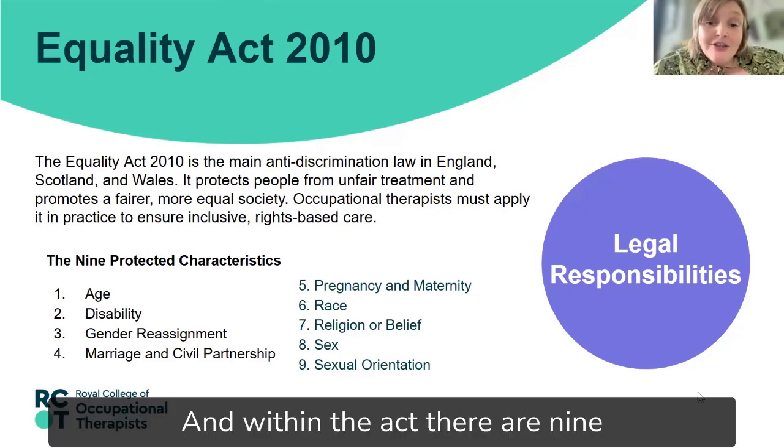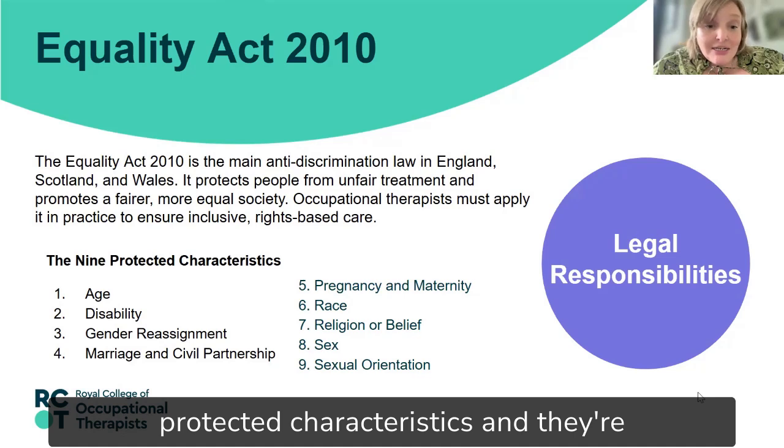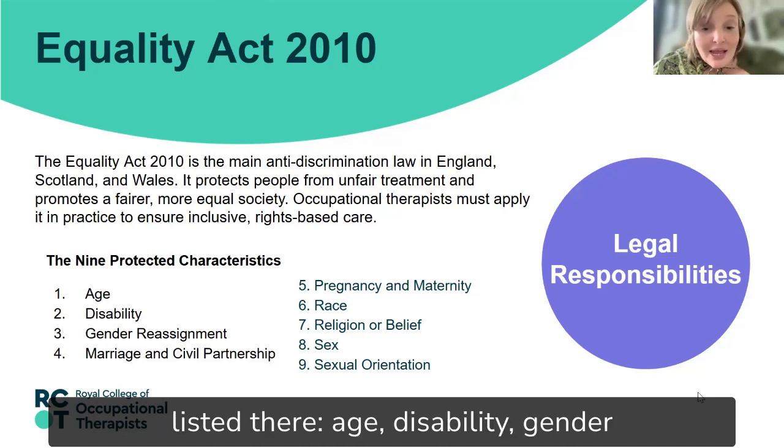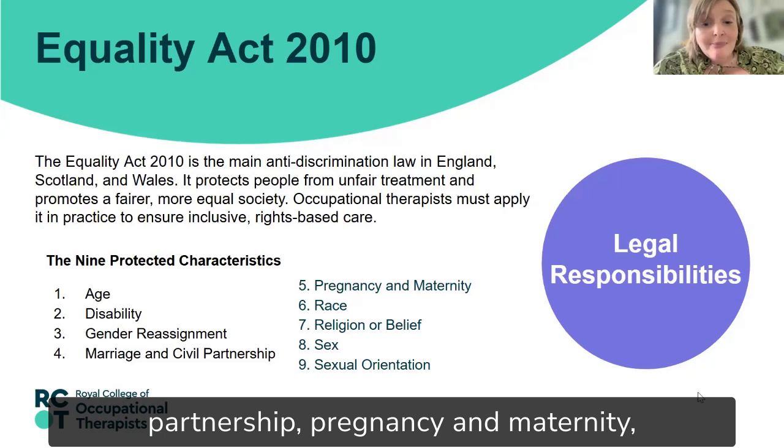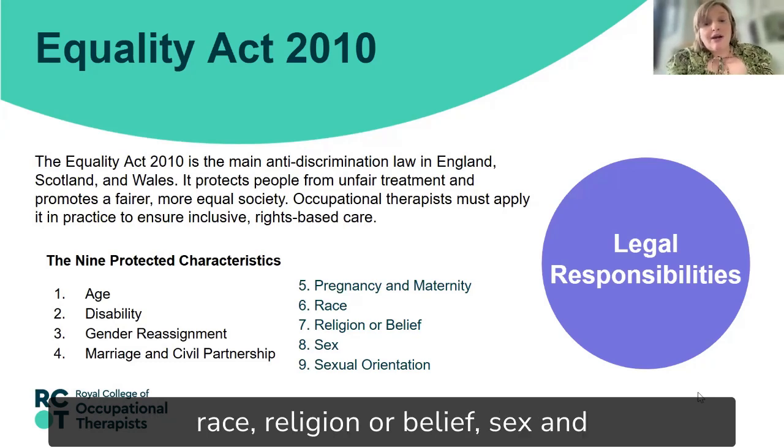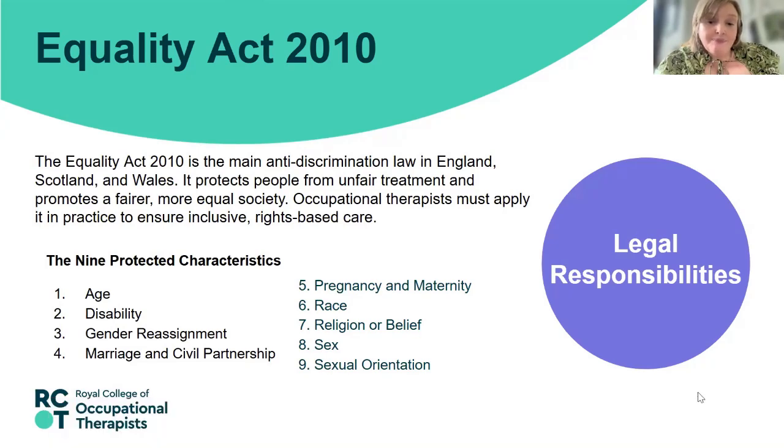And within the Act, there are 9 protected characteristics, and they're listed there: age, disability, gender reassignment, marriage and civil partnership, pregnancy and maternity, race, religion or belief, sex and sexual orientation.